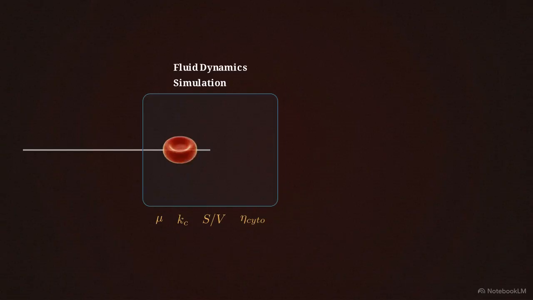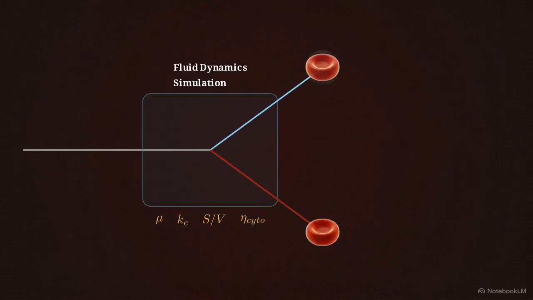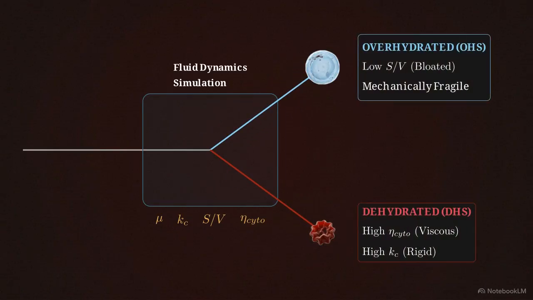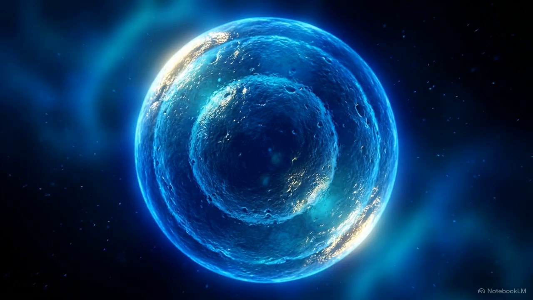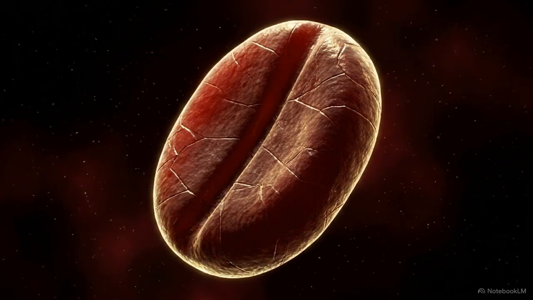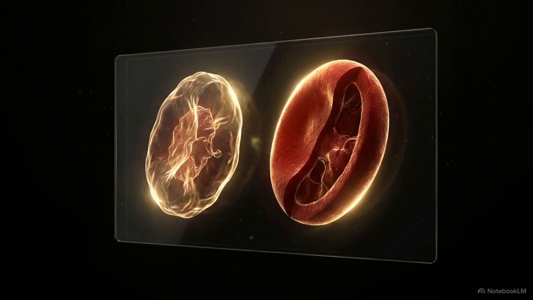Subjecting the cells to these fluid dynamics reveals that they belong to two completely separate mechanical classes. The first type is physically swollen and overhydrated. The second type is severely dehydrated, making its outer membrane incredibly stiff and rigid. Outward appearance is a biological decoy. The structural flexibility of the cell is the true variable dictating whether a patient will survive surgery.